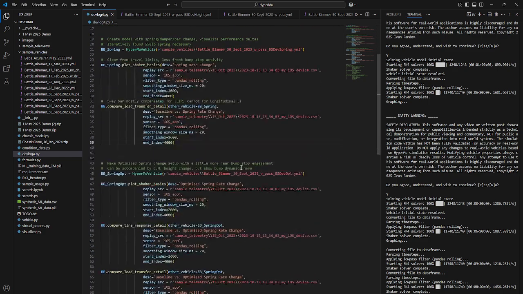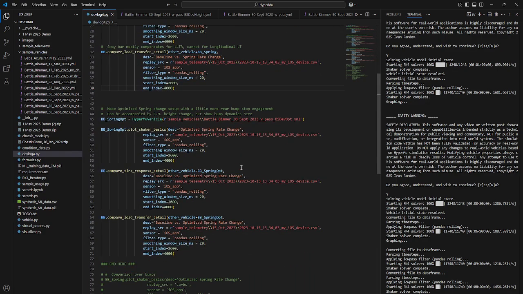So we could end the video here, but there is one more thing that we could do to optimize the candidate model, and it's a really good opportunity to demonstrate how HyperMu reacts to different kinds of bump stop engagements. I'm talking about increasing the rear bump stop activity, because in both of the models that we've seen so far, there has been no rear bump stop activity at all.